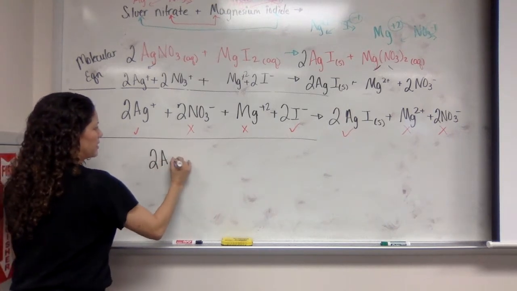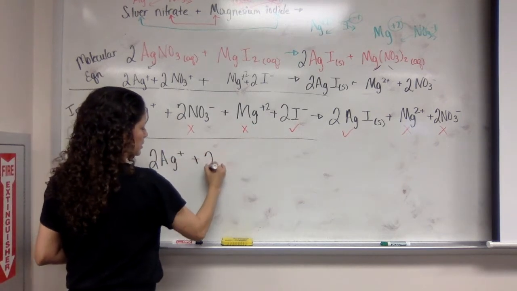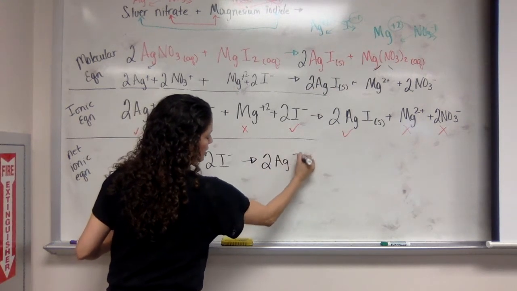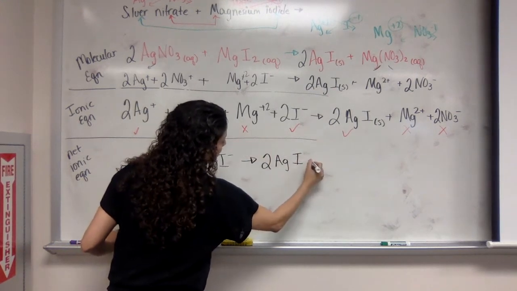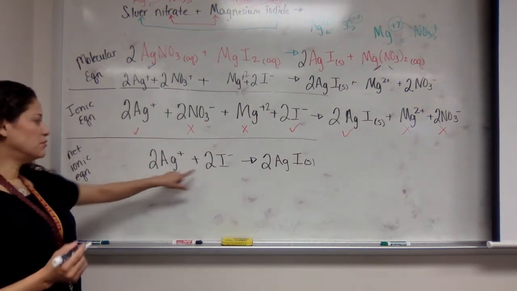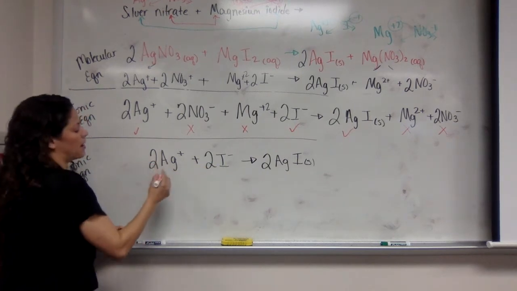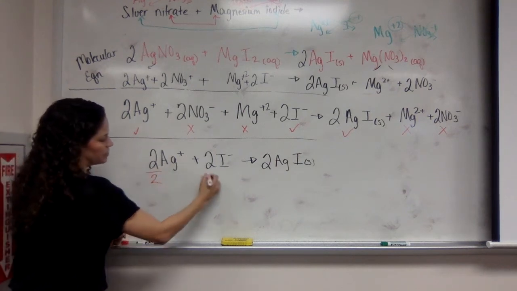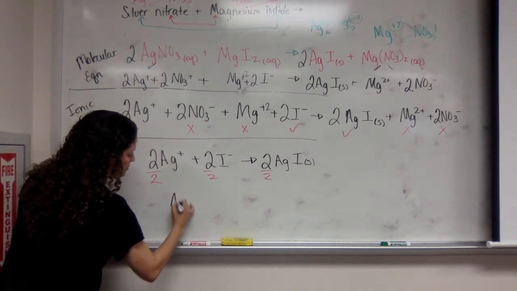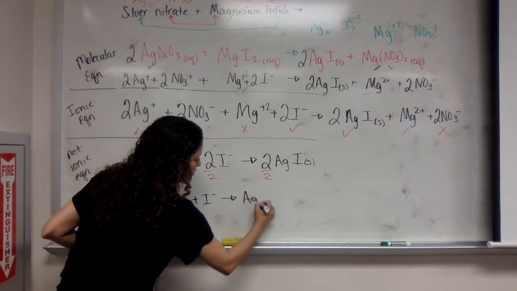So I'm going to have 2Ag plus, here's my next one, plus 2 iodine ions reacts to form 2 AgI, 2 silver iodides, and it's going to be a solid. Now this one's kind of cool. He's kind of a special guy, because if you notice, I have 2, 2, and 2. So I can actually reduce them down to the lowest coefficient numbers. So his final answer is going to be silver ions plus iodide ions goes and forms silver iodide.